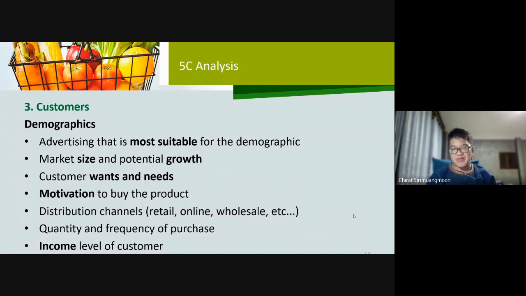And income of the customers, because people without high salaries are not going to want to pay, so they will think about other things. If they are middle class, you need to know what product they are going to buy the most. So this is the analysis on customers.